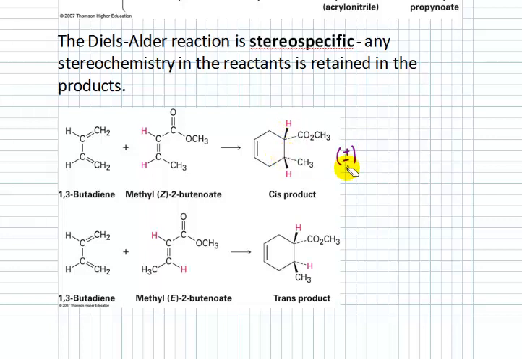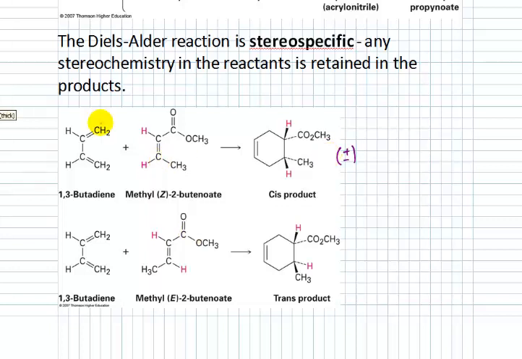But let's look at the stereochemistry here. We just have normal butadiene here, so nothing important there. But the dienophile, here I have a Z dienophile. So I've got the methyl group and the C=O, both pointed the same direction off of the C=C double bond. Compare that with this E dienophile, where I've got a methyl group going one way and the C=O coming out the other way. Those two relationships will be transferred directly into the product.